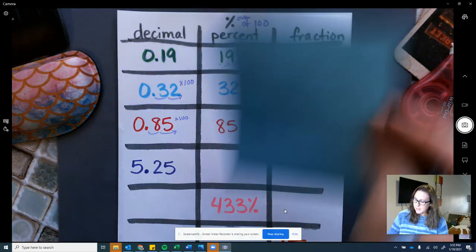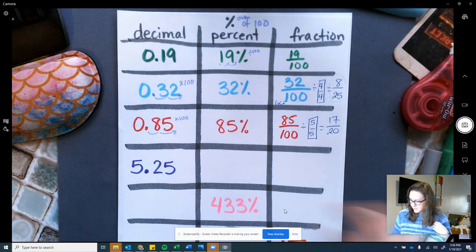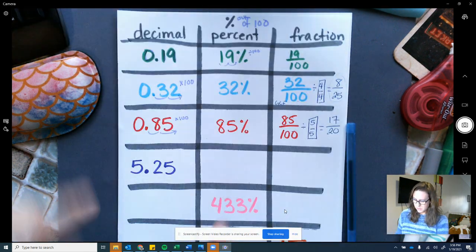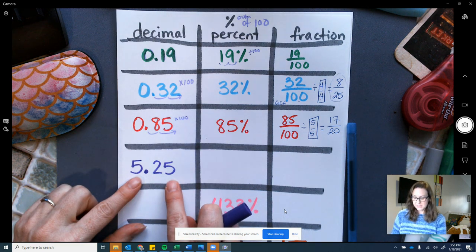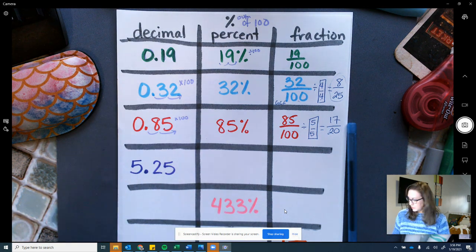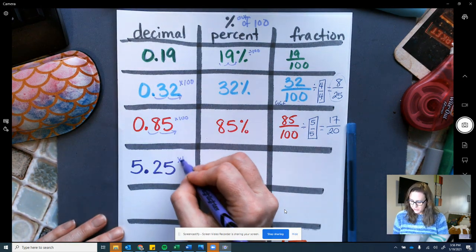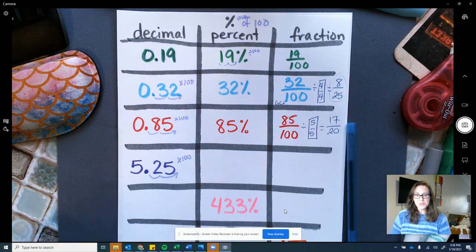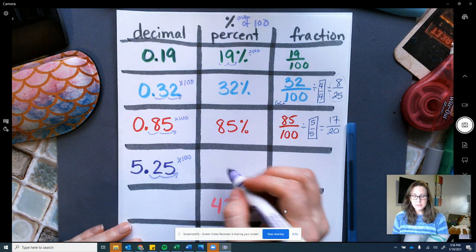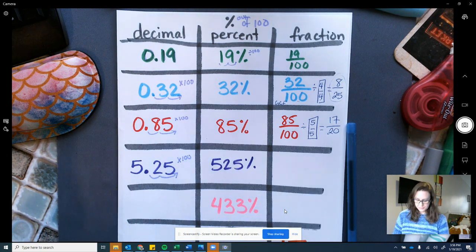Okay, now we get into a little bit trickier. We've got 5 and 25 hundredths. Now, when we do the percent, what we do is we multiply it by 100 and we move the decimal over 2 places. So this actually becomes 525%.